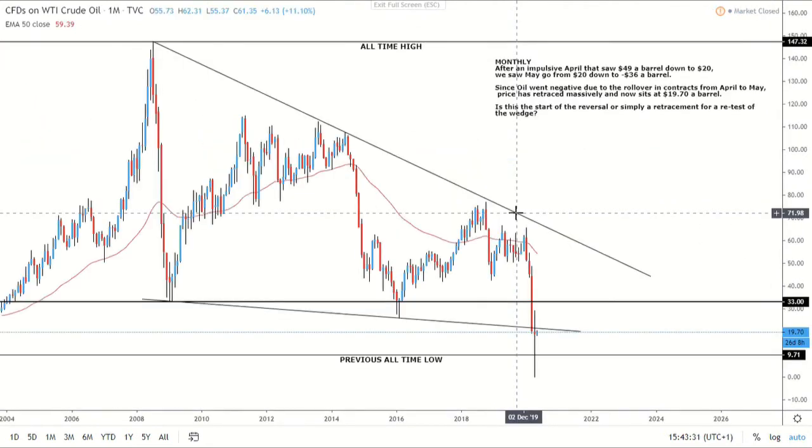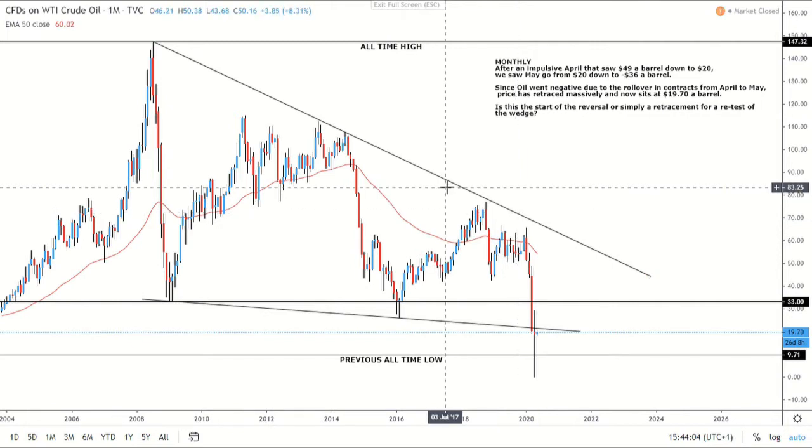And then oil, of course, always a bit of a tough one because TradingView doesn't cover the negative prices. We can't really use fibs, or I have got a fib on there, but how strong that is, I'm not too sure. But obviously monthly, so after impulsive April, it saw $49 a barrel down to $20. We saw May go from $20 down to minus $36 a barrel. Since oil went negative due to the rollover in contracts from April to May, prices retraced massively and now sit at $19.70 a barrel. Is this the start of the reversal or simply a retracement for a retest of a wedge?